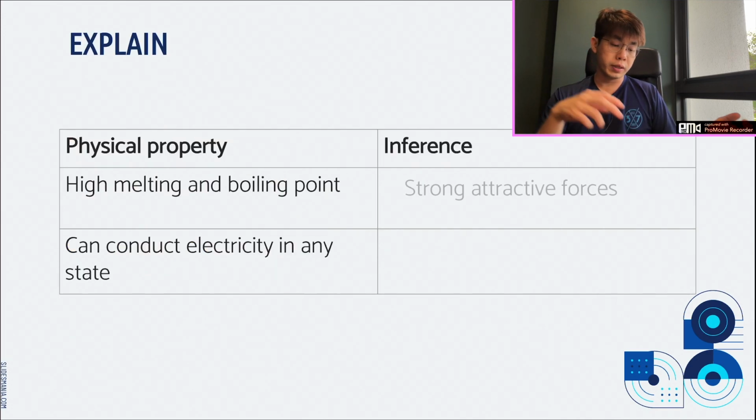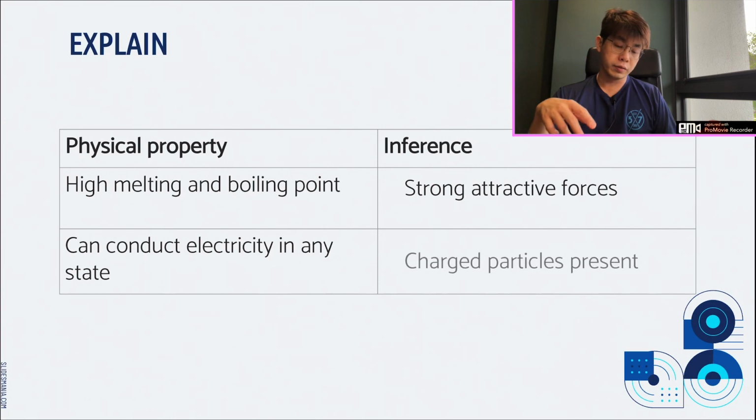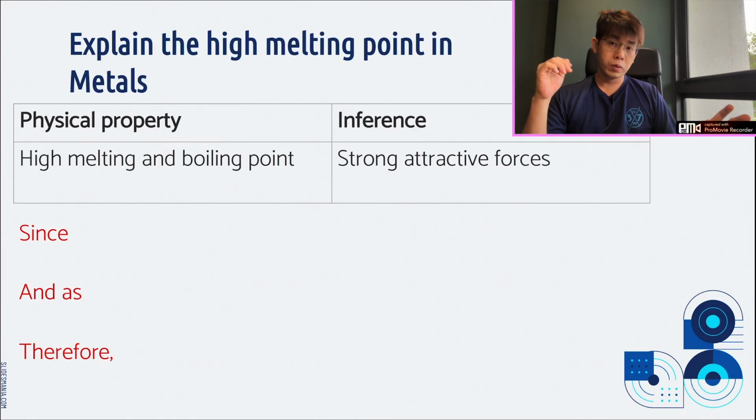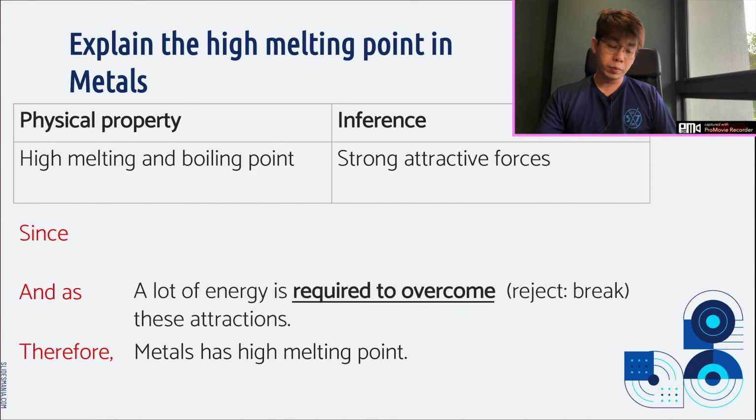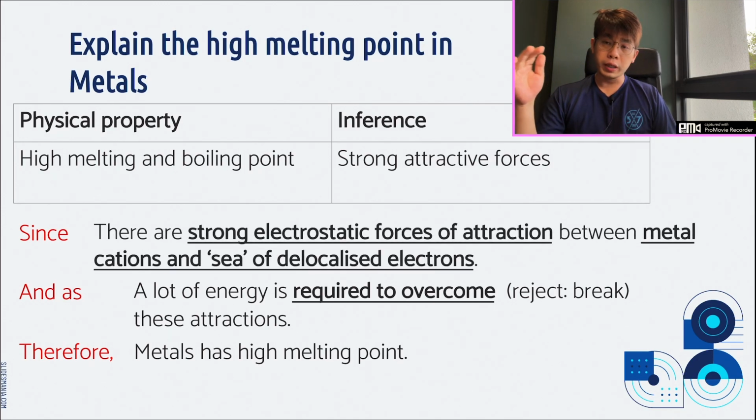So let us learn how to explain the high melting point as well as the electrical conductivity. Remember that when we're talking about high melting point, we always talk about bonding. Metals have a high melting point because a lot of energy is required to overcome these attractions. Remember, overcome attractions but break bonds, so this time we need to use the word overcome. What are these forces? Since there are strong electrostatic forces of attraction between the metal cations and the sea of delocalized electrons, and a lot of energy is required to overcome this attraction, therefore metals have a high melting point.